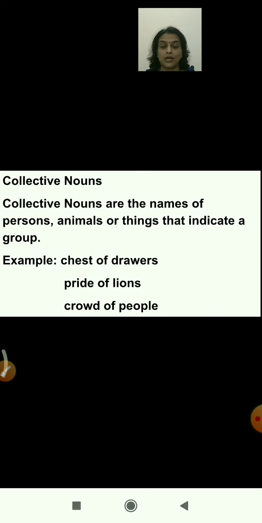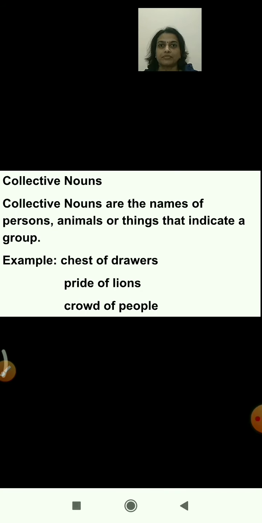Then we also saw collective nouns. What are they? Collective nouns are the names of persons, animals, or things that indicate a group. Examples: chest of drawers, which is a group of things. Pride of lions, an animal group. A crowd of people. So these are all groups, and they are the collective nouns.